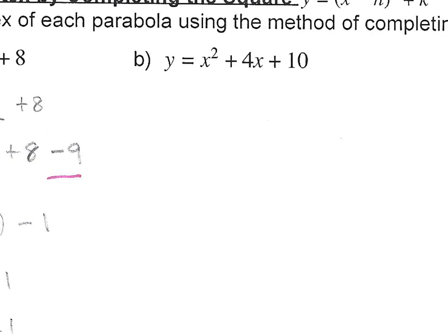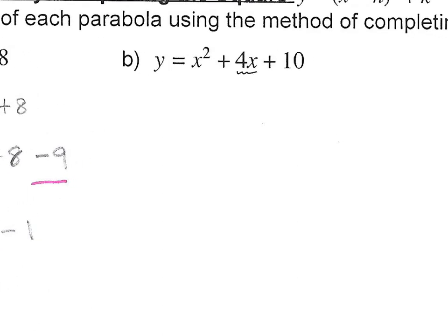So let's see here. Starting off, I don't have the square, so I know that y is going to be equal to x squared plus 4x plus some number c, minus that value of c, plus 10. So again, for c, I take half of b, which is 4 divided by 2, which is 2, and I square it, so I get a 4.